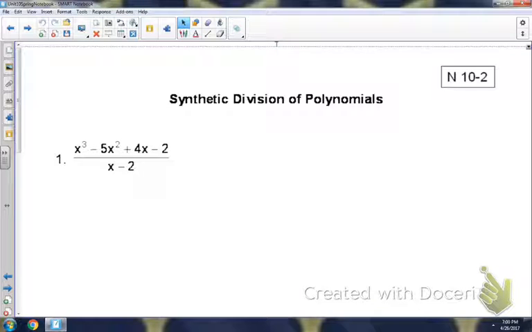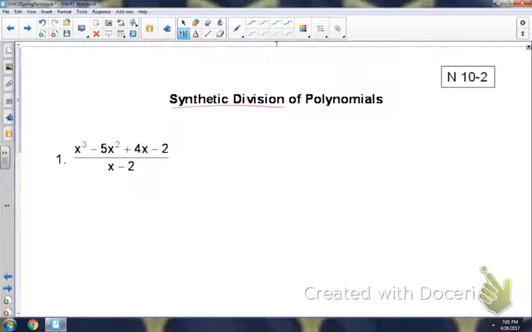Okay, so on notes 10-2, we're going to be dividing polynomials. Remember, a polynomial is the sum of monomials. So we're going to have to divide it. Now, instead of using long division, which is one option to divide these polynomials, we're going to use what's called synthetic division. So that's what we're going to be looking at on 10-2.